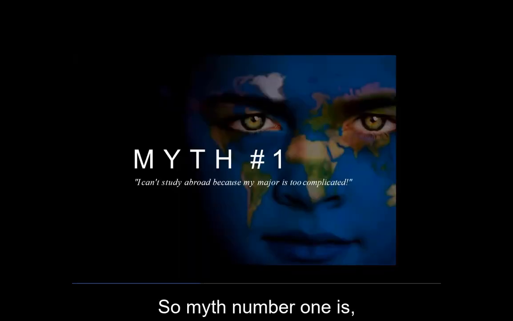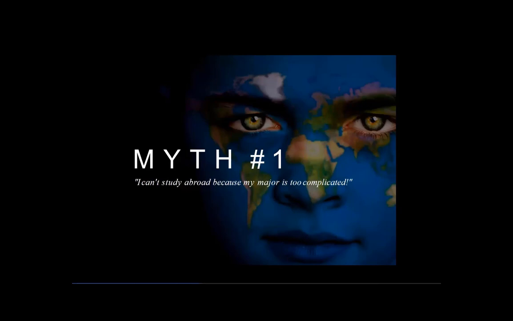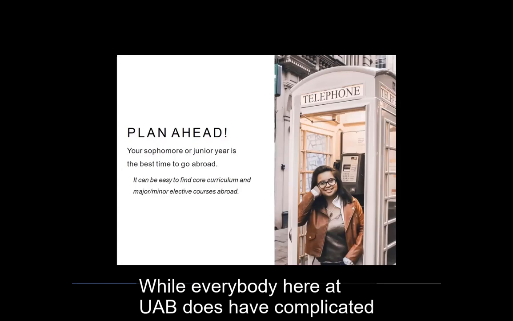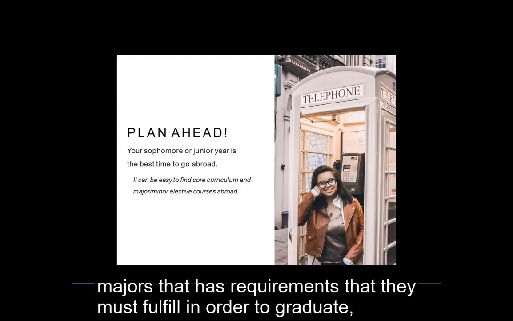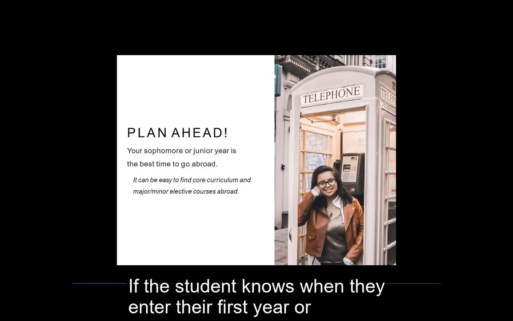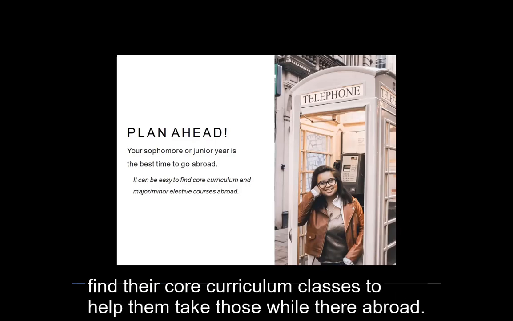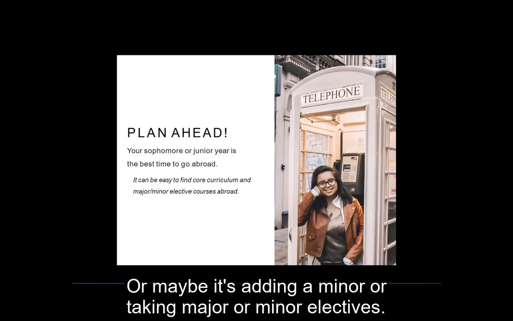So myth number 1 is, I can't study abroad because my major is too complicated. While everybody here at UAB does have complicated majors and requirements they must fulfill in order to graduate, every major at UAB has the opportunity to study abroad. It's just a matter of planning ahead. If the student knows when they enter their first year or their second year that they want to study abroad, we can find their core curriculum classes to help them take those while they're abroad, or maybe it's adding a minor or taking major or minor electives.